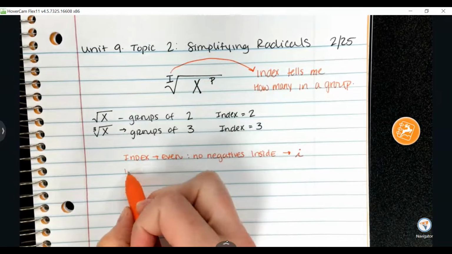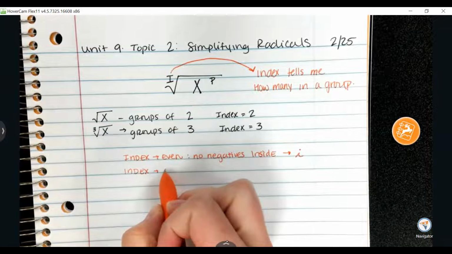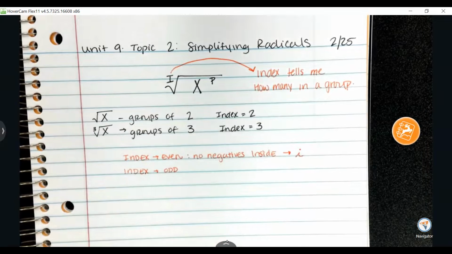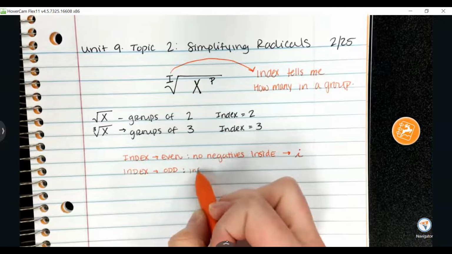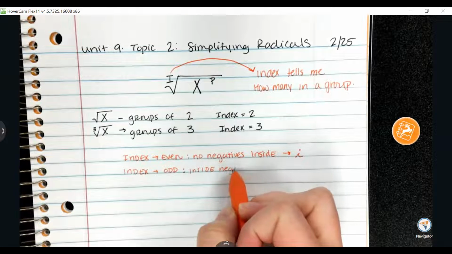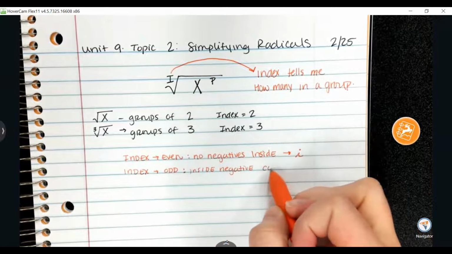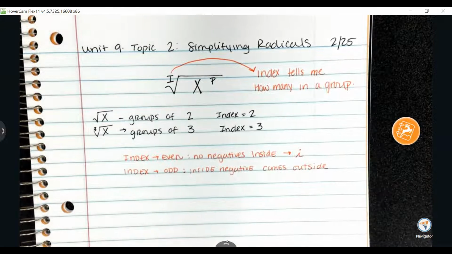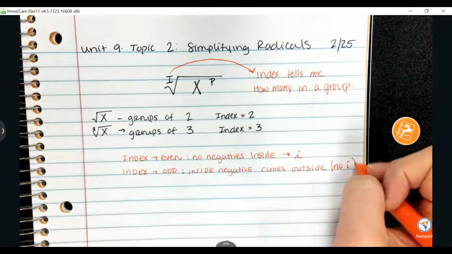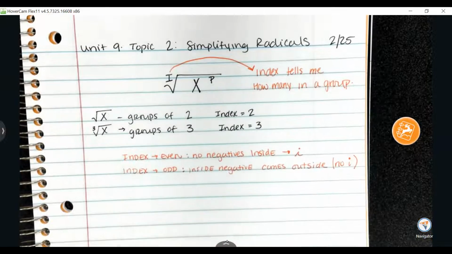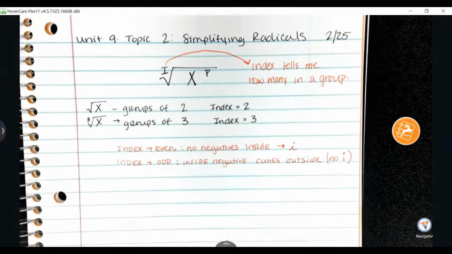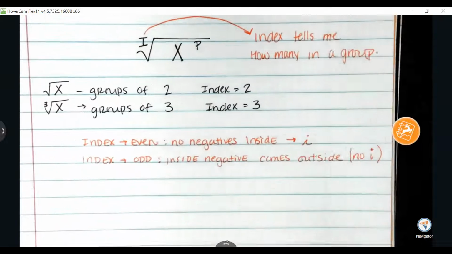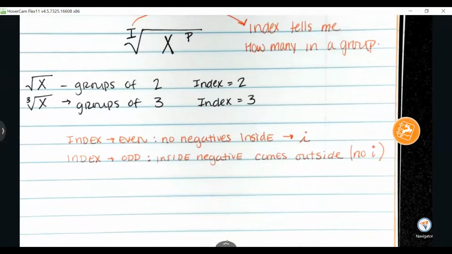But what if my index is odd, like 3 or 5 or 9? Then the inside negative just comes outside, and I'm going to show you what that means. So there's no i's. Okay, so if you want to write that, then no i. So if my index is odd, there's no i's. If my index is even, then I have to have the i.